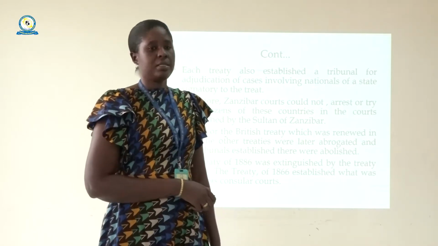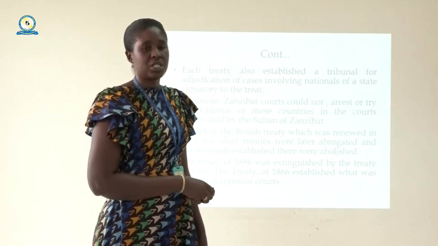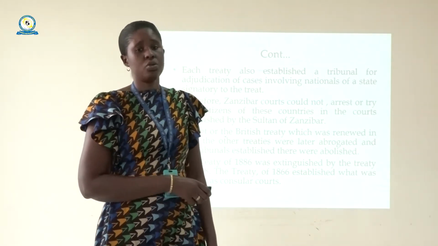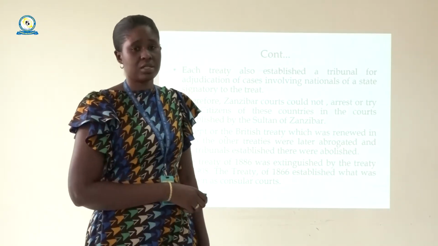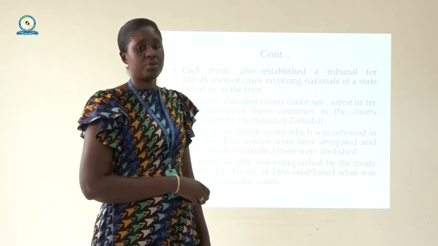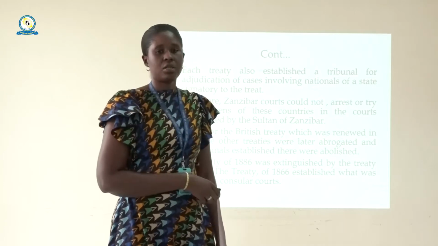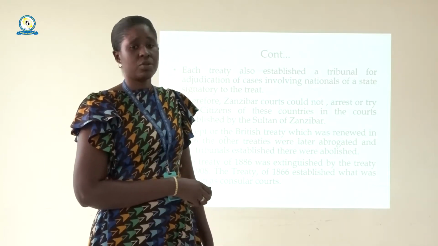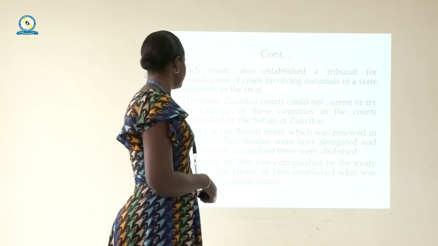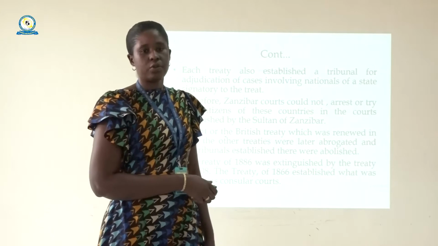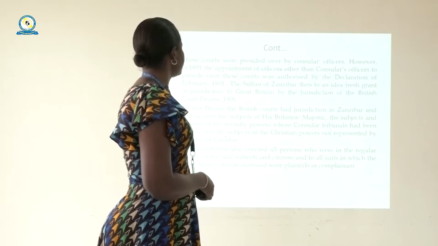So it is said further that the British Treaty, which was renewed in 1886, and the other treaties were later abrogated and the tribunals established there were abolished. So the Treaty of 1886 was extinguished by the Treaty of 1908. From this point, the consular courts were established.